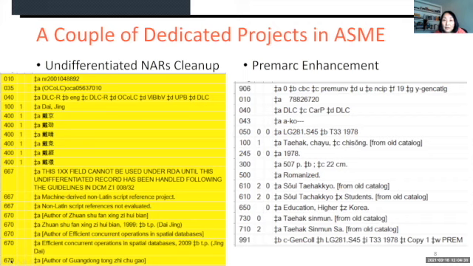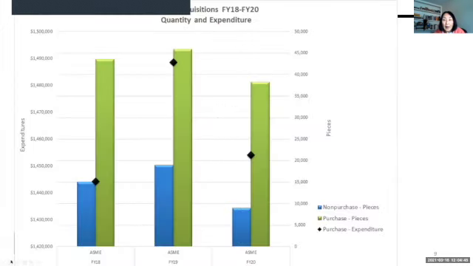Here are a couple of database cleanup projects: on undifferentiated name authority records containing non-Latin script, and non-Latin script pre-MARC enhancement. Next, please.